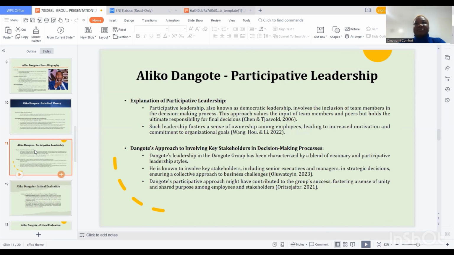Participative leadership values the input of members in decision making. Aliko Dangote is recognized for his leadership style that embraces the participation and the input of team members when making decisions. He values the perspective and ideas of stakeholders, and he actively includes them in important strategic choices.